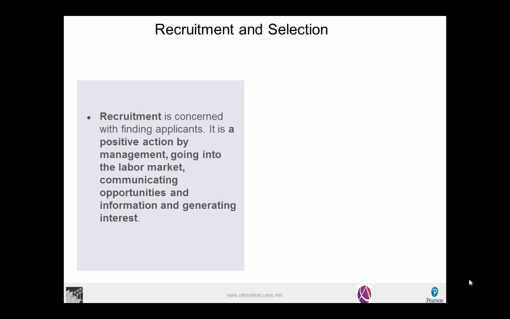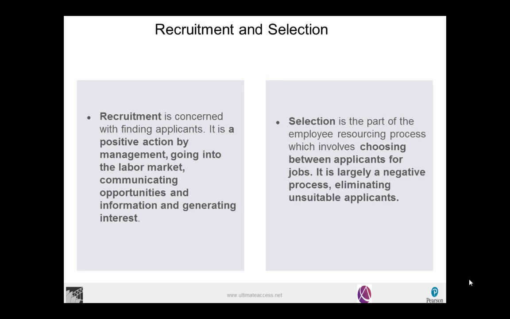Now, recruitment and selection. First and foremost, recruitment is concerned with finding applicants. And it is a positive action by management because they go into the labor market, they communicate opportunities and information, and they generate the interest. So when you're recruited, it basically is a positive action.